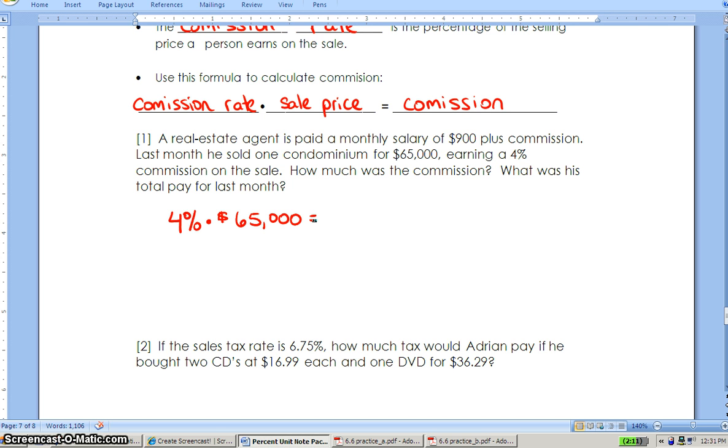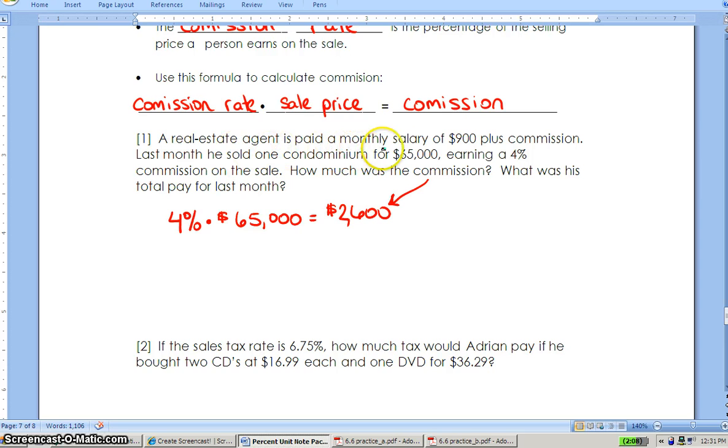So go ahead and punch that in the calculator. 4% times 65,000, and we get, and this is going to be money because we're finding percent of money, which is still money, $2,600. Okay, so how much was the commission? The commission is that.